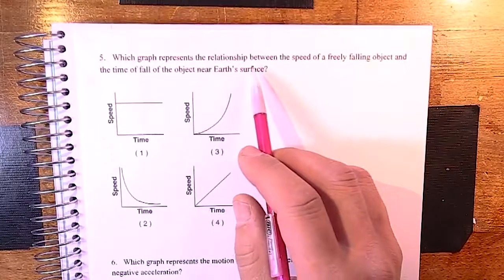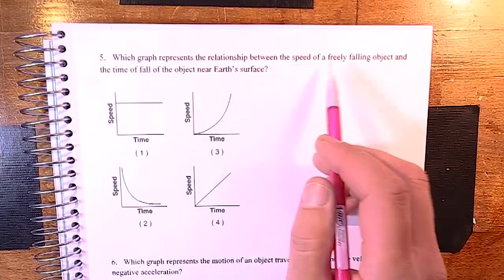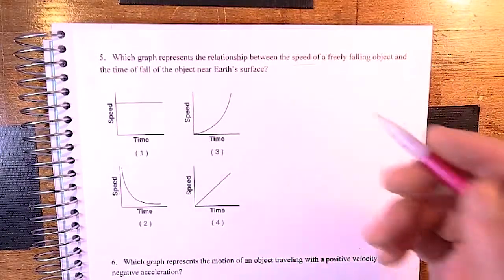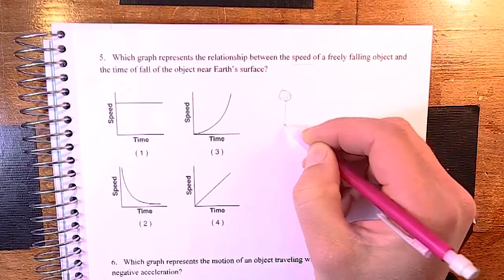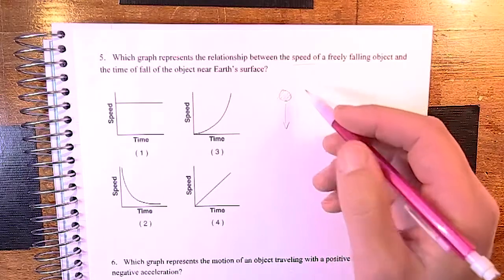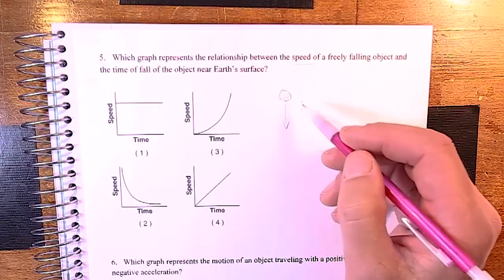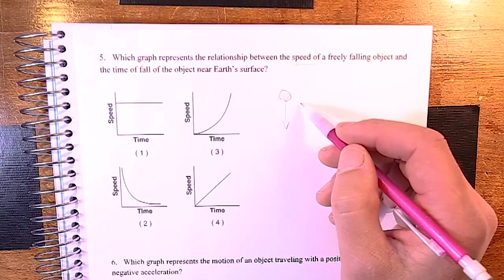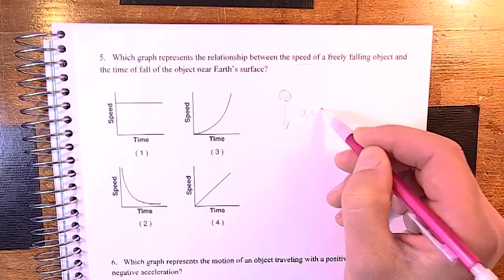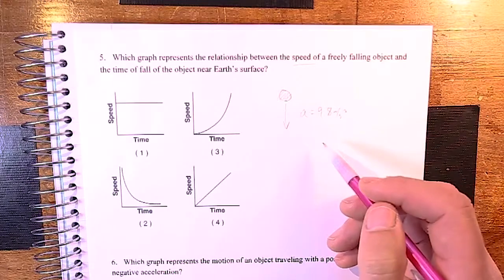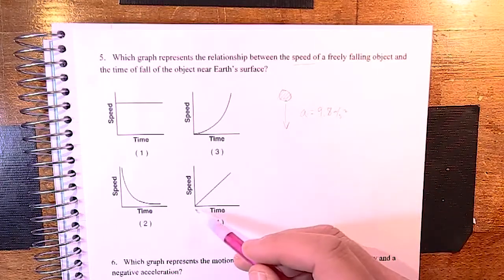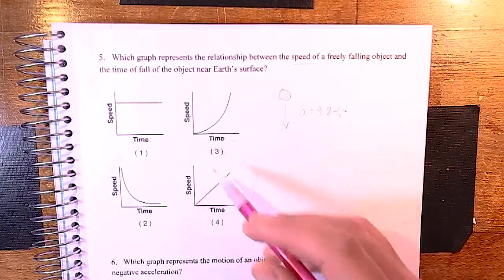Which graph represents the relationship between the speed of a freely falling object? This is very similar to the question we answered before. We have a ball that's accelerating down, and what happens to its speed? Well, its speed increases at an acceleration of 9.8 meters per second squared. So the speed is increasing constantly. That's going to be choice 4.